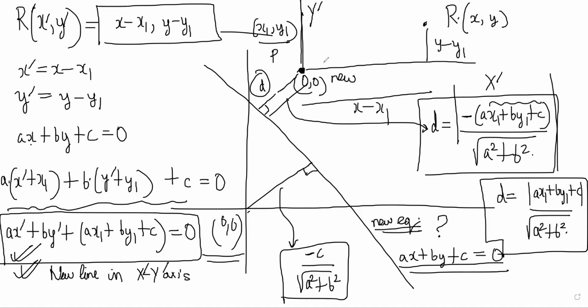So the coordinates of the random point are x dash y dash in the new axis. In the old axis, it was called x comma y, right? In the new axis, it is called x dash y dash because the origin is different. And it's y minus y1 because the new origin is x1 y1, right? y dash is equal to y minus y1. It is fairly obvious only.